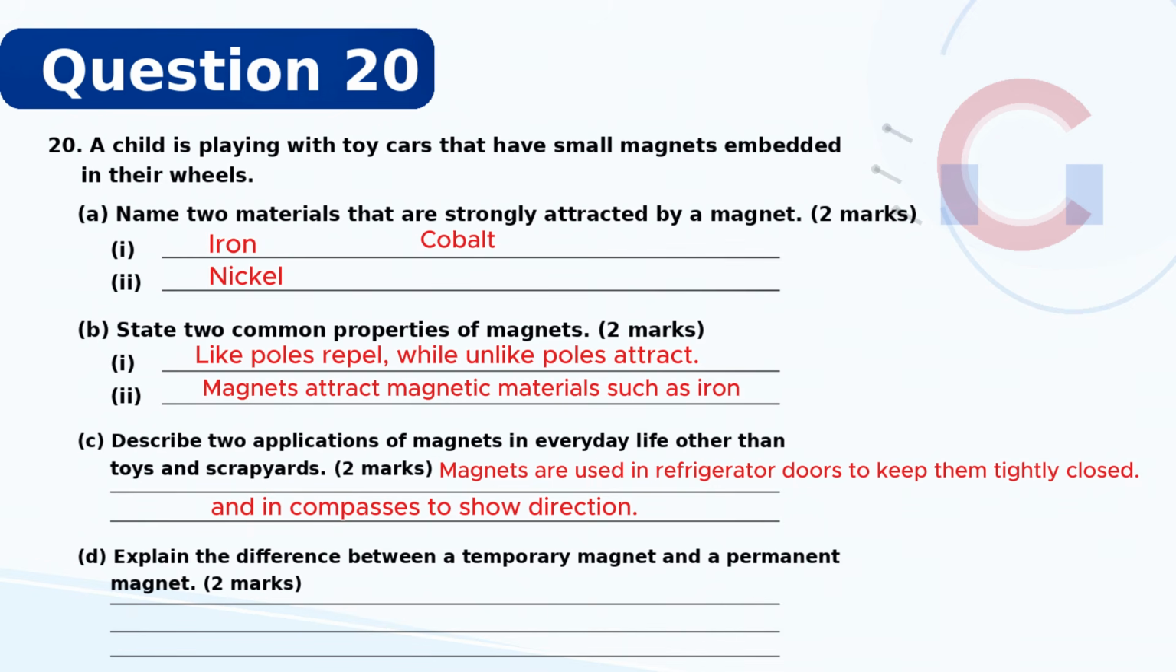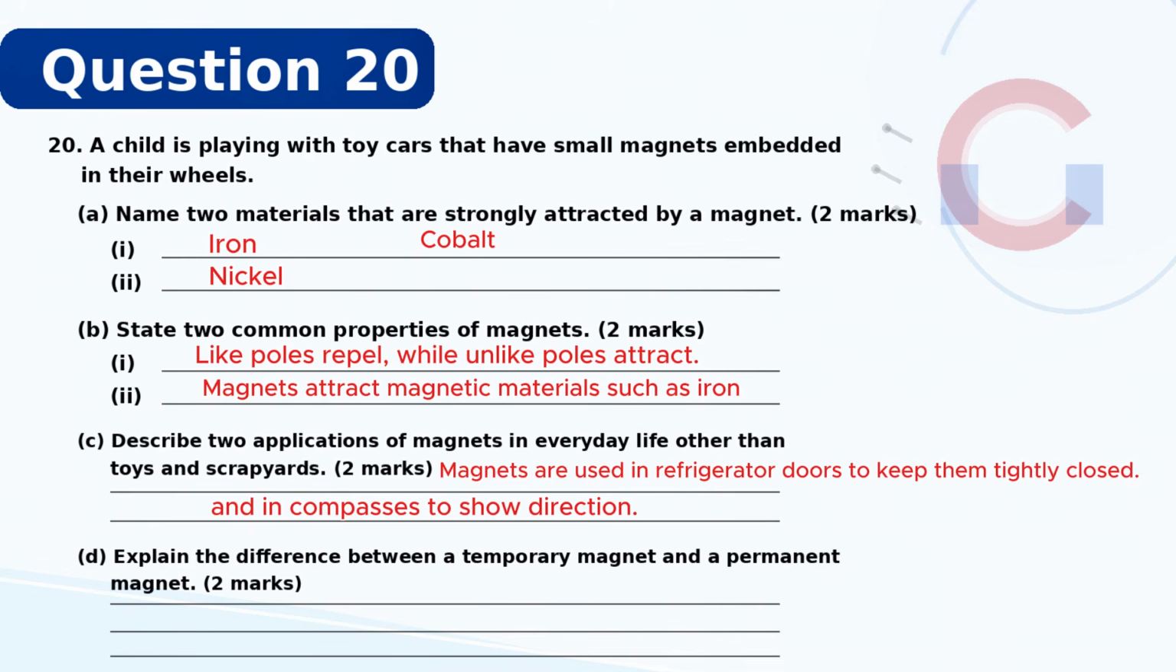We have other examples like loudspeakers, they use magnets. We have electric motors. We have magnetic door locks. So we have very many areas in which magnets are used, and you can say any of them. It should be correct as long as magnets are used.